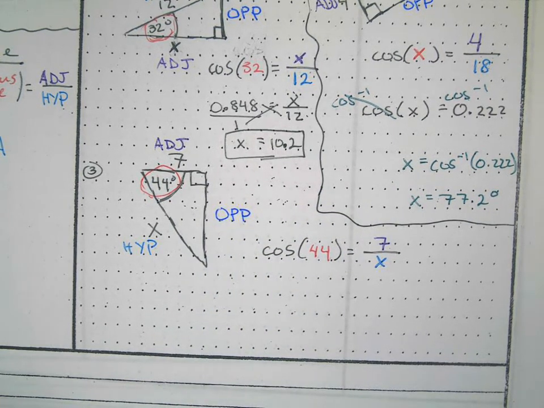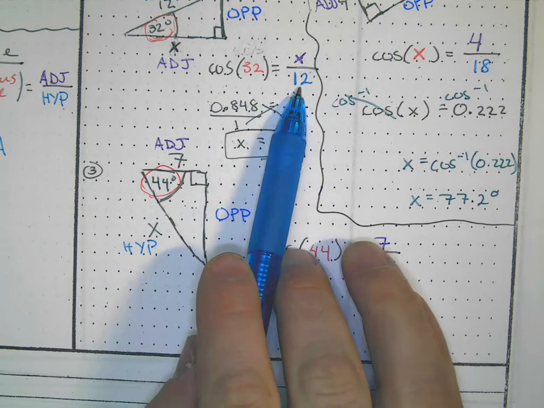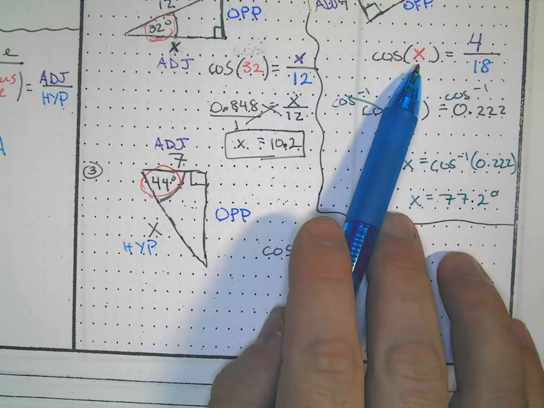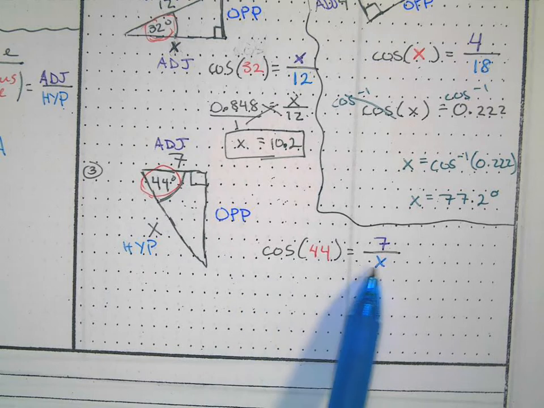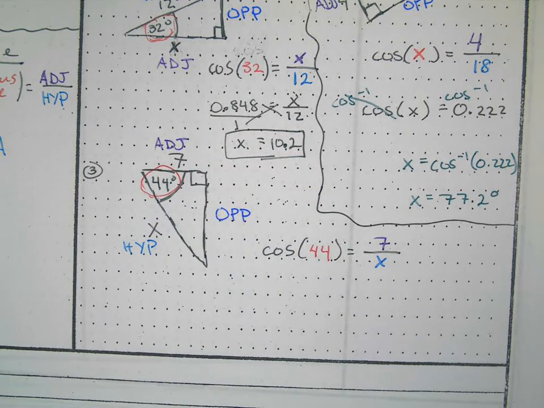So where's the x located? Is it in the fraction or is it inside the trig? Well, it's in the fraction. So if it's in the fraction, we'll have to use cross multiplication.